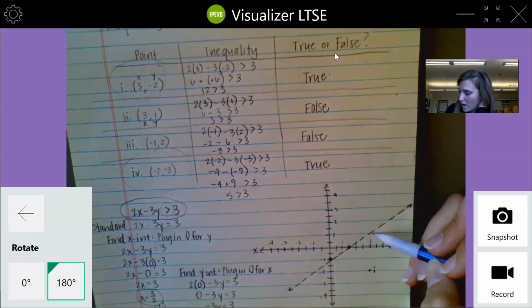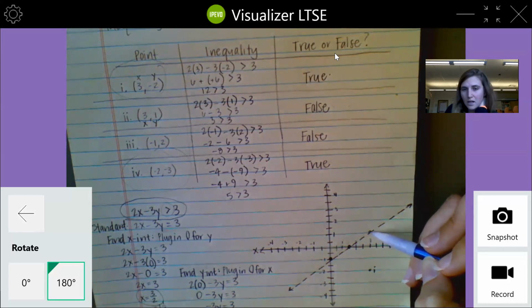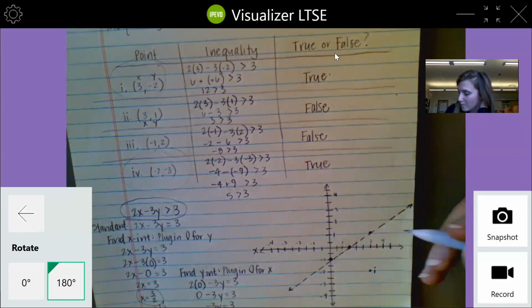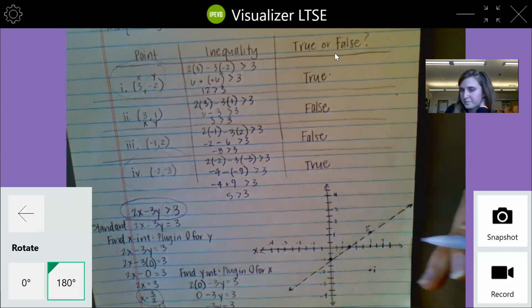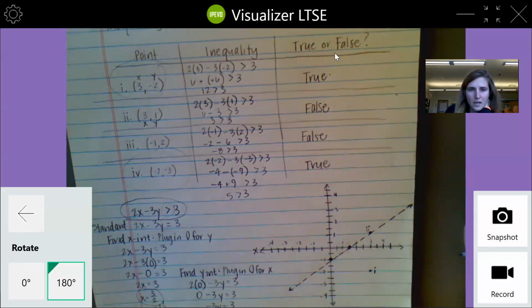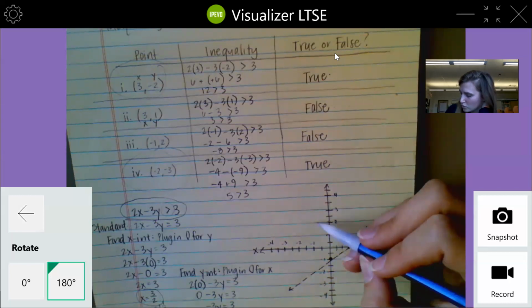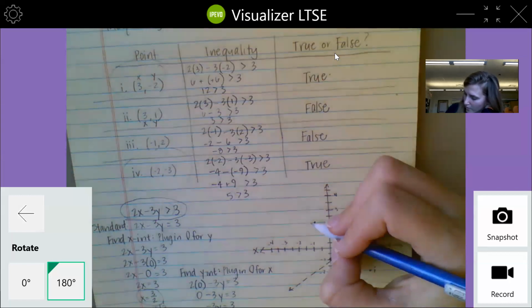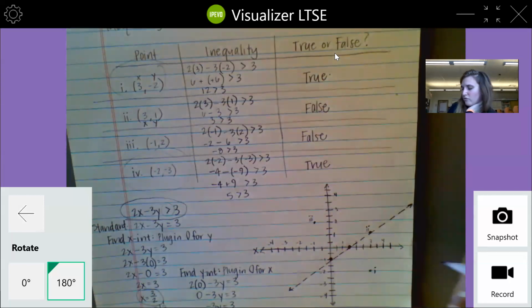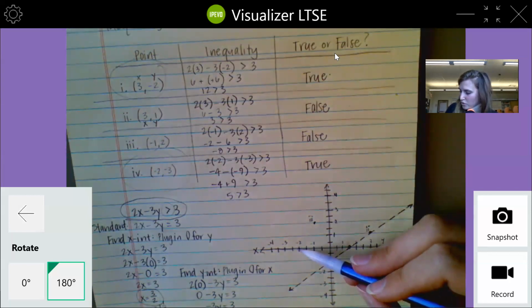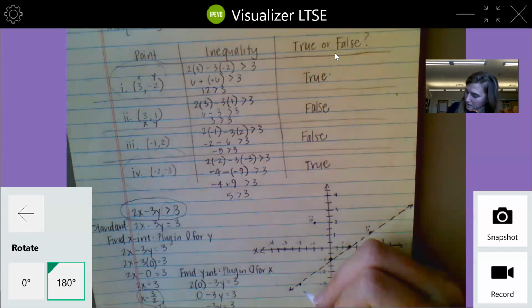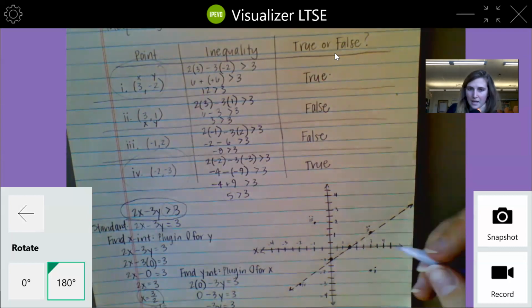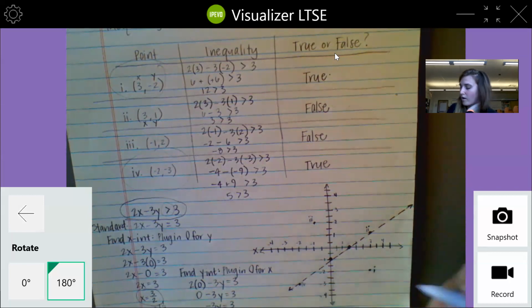3, 1 is going to be right there. That looks like it's almost on the line. Maybe it is on the line. But that came out as false. That's going to be point 2. And then negative 1, 2. That's my third point. It's also going to be false up there. And then negative 2, negative 3. That looks like it's just under the line. That's going to be point 4. And again, points 1 and 4 are true.